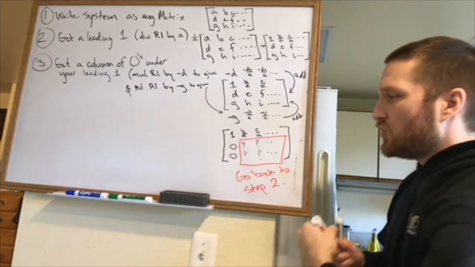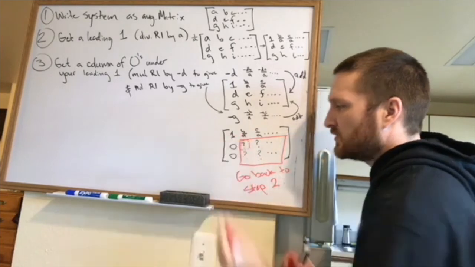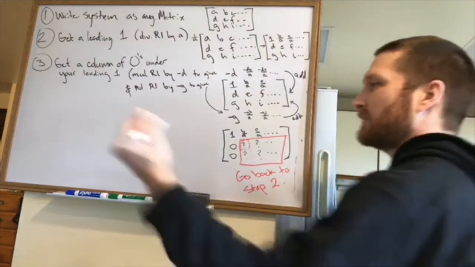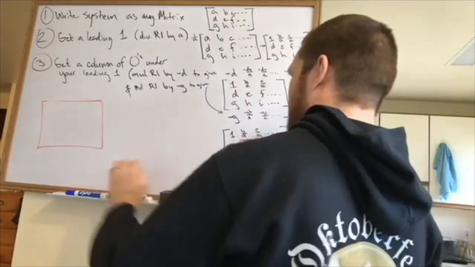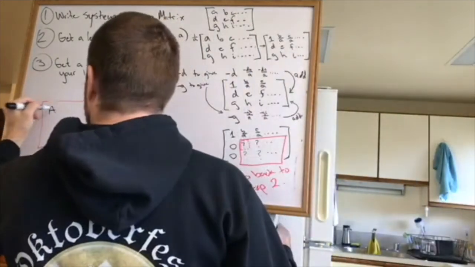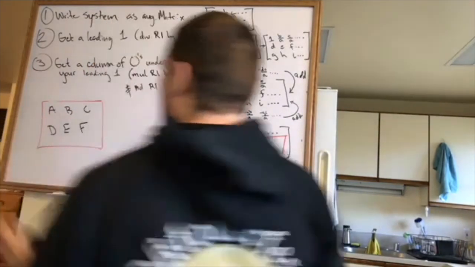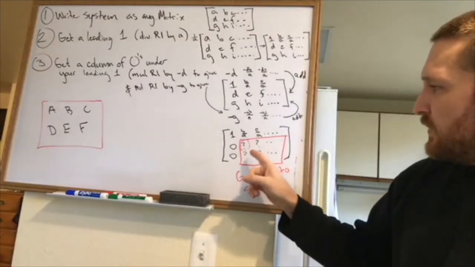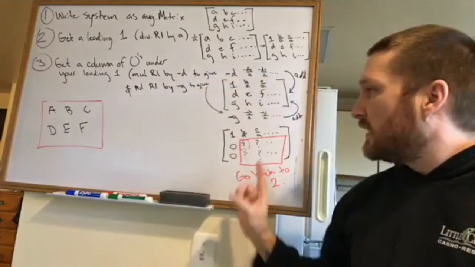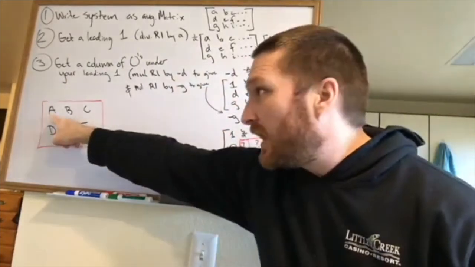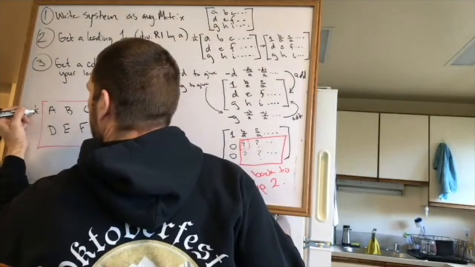That is, you turn this guy now into a leading 1. So whatever number that happens to be, I'm just going to write it like this. Going back to step 2, let's say we had a big A and a B and a C and a D and an E and an F. Step 2 says I need to get that guy into a number 1. So I need to divide by whatever number that is. I'm going to multiply the whole thing by 1 over A.